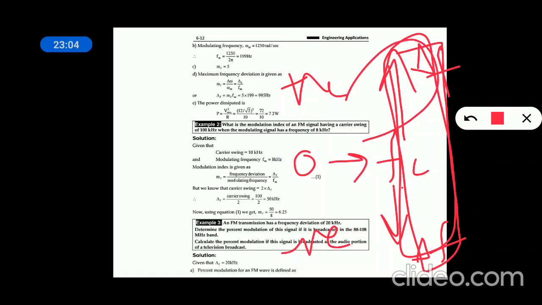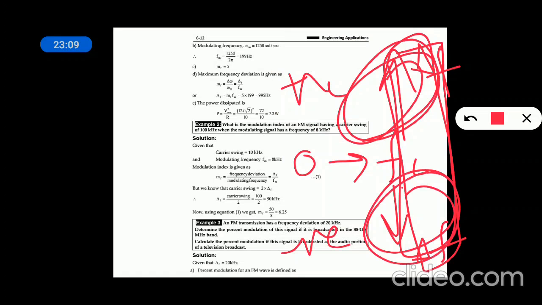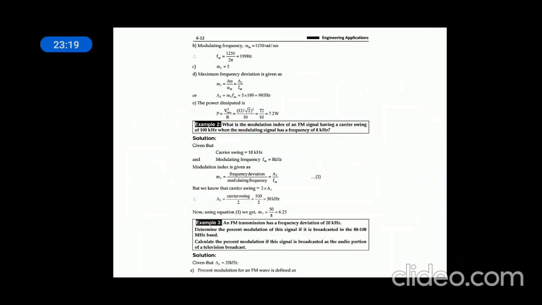So that means it is increased by delta f, it is decreased by delta f. So the total variation is 2 times delta f, that is 2 delta f, which is known as carrier swing. So in our example, the carrier swing is 100 kHz. The formula for carrier swing is 2 times delta f. Then delta f comes to 50 kHz.